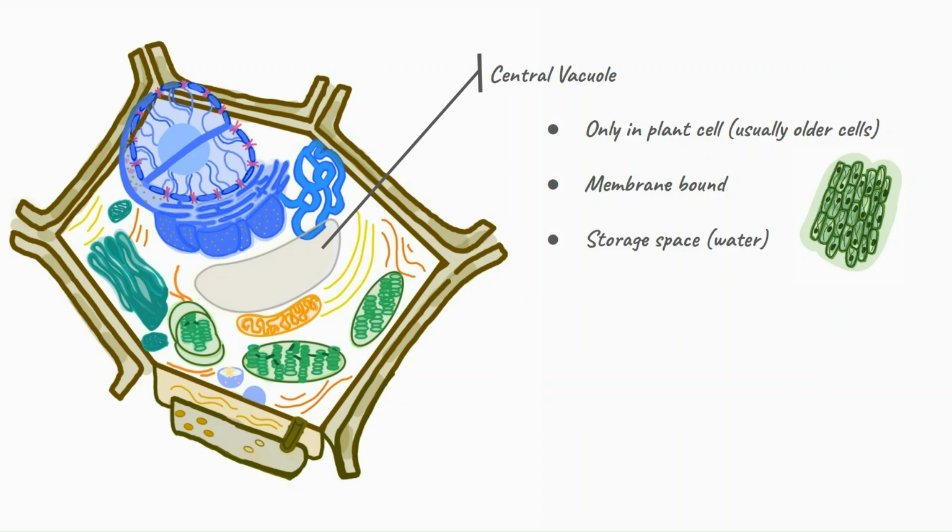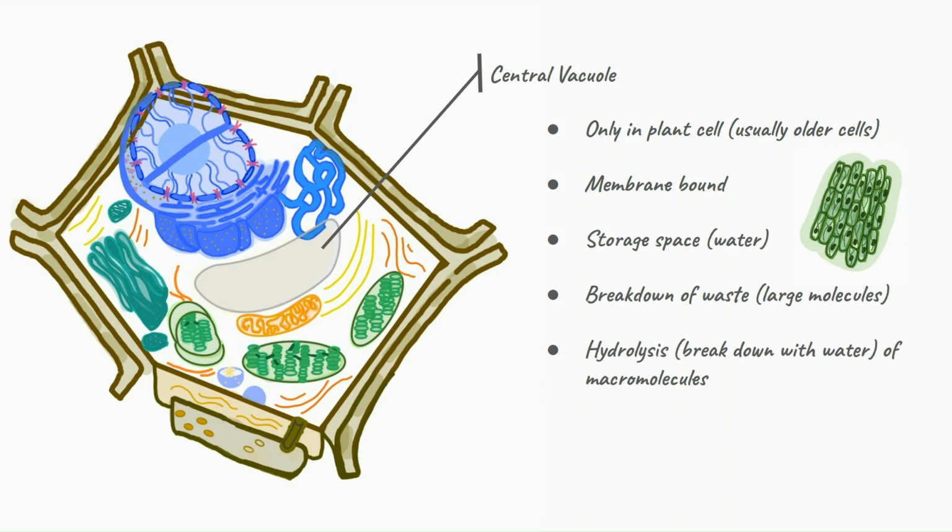Another important function is the breakdown of waste products. Typically, these are large molecules such as toxic chemicals and sometimes protein degradation by digestive enzymes too. The central vacuole also hydrolyzes waste through hydrolytic enzymes, including proteases, to break down proteins, nucleases, to break down nucleic acids, and glycosidases to break down carbohydrates.